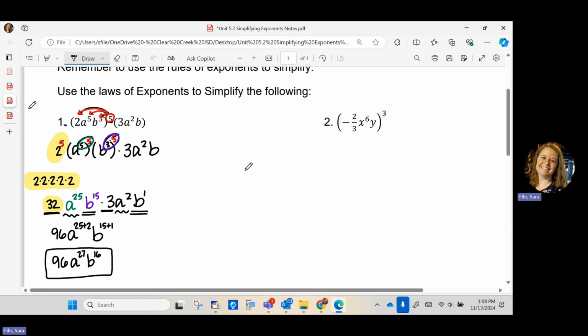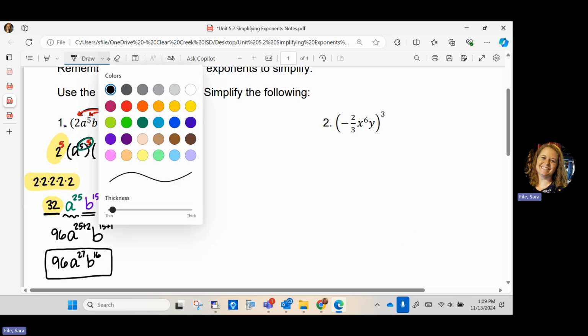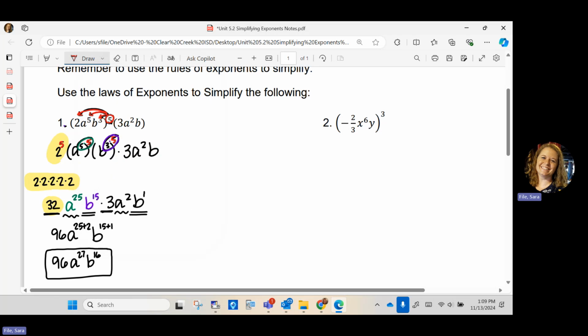Number 2, we're going to use that power of product property again. This power of 3 that's outside needs to go to all of the terms inside. So it needs to go to the negative 2/3, it needs to go to the x to the 6th, and it needs to go to the y. So that goes to 1, 2, 3. It goes to all three pieces.